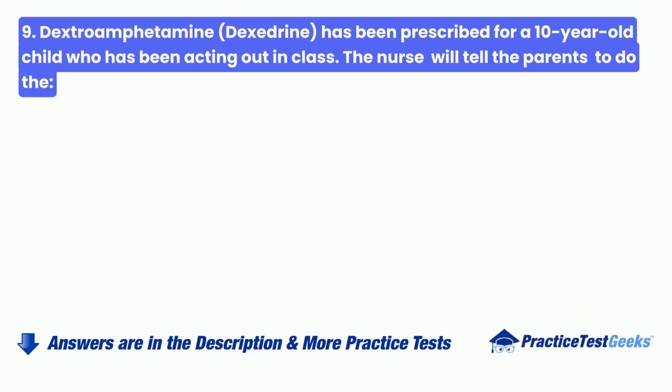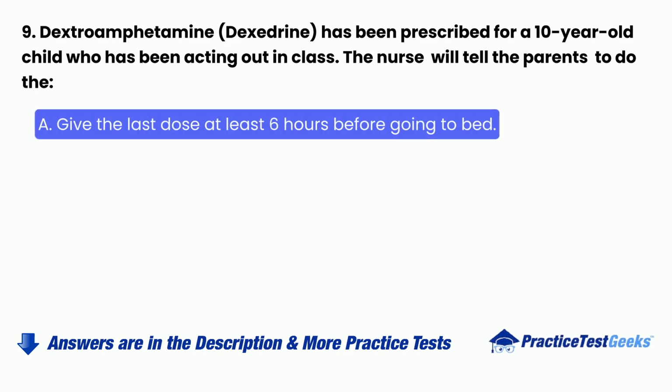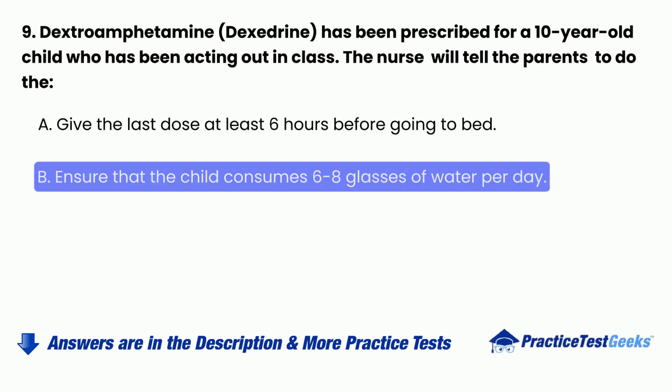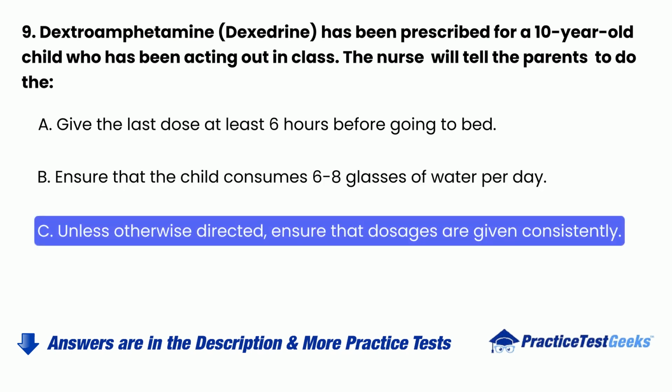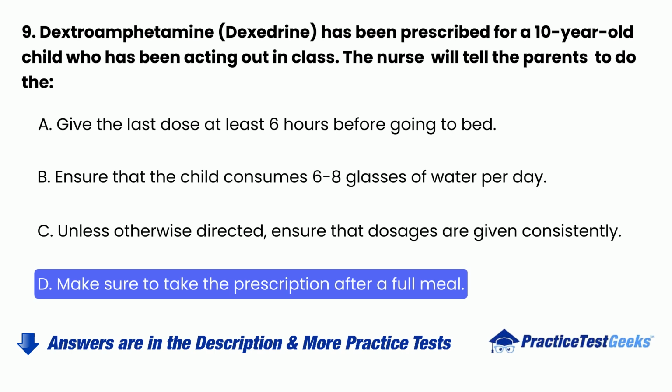9. Dextroamphetamine or Dexedrine has been prescribed for a 10-year-old child who has been acting out in class. The nurse will tell the parents to do the following. A. Give the last dose at least 6 hours before going to bed. B. Ensure that the child consumes 6 to 8 glasses of water per day. C. Unless otherwise directed, ensure that dosages are given consistently. D. Make sure to take the prescription after a full meal.